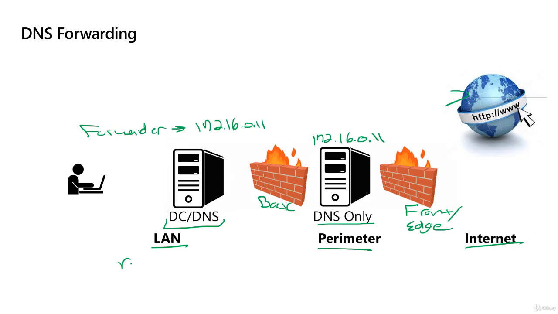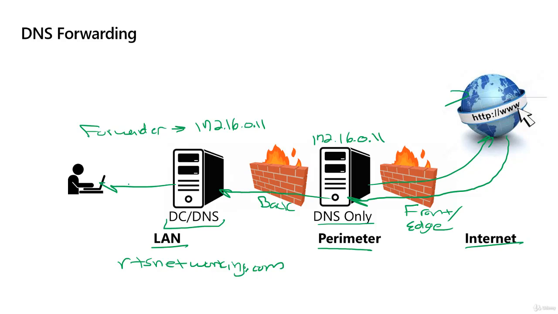So again, assume the name of my domain is rtsnetworking.com. If this gets any traffic destined for any other domain other than RTS networking, it's going to pass it through this back firewall to this DNS server. This front firewall only allows DNS traffic from this server to traverse through that edge or front firewall. So I have no concern that my domain controller is ever going to try to resolve anything on the internet directly. This connects to the internet, resolves that traffic from the internet, and then it gets passed back to the DNS server, back to your client, and you have complete name resolution.